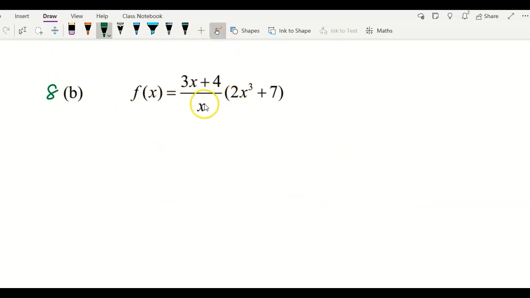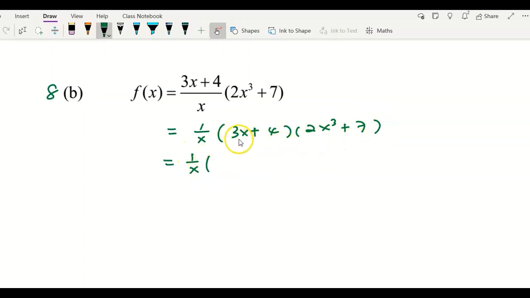The same thing, you need to get f prime x. So for this question, I would take out the 1 over x first. Then I will try to expand 3x plus 4 multiplied by 2x cubed plus 7. So expand what is inside here for these two factors first. I got my 6x power of 4 plus 21x plus 8x cubed and plus 28. And then 1 over x I can multiply inside.